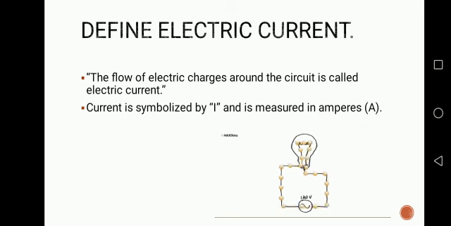So the flow of electric charge, the electron or proton charges, around the circuit is called electric current, and it is symbolized by capital I and is measured in ampere, which is denoted by capital A. It is different from electrical energy. Electrical energy is the ability of an electrical source, for example a battery or cells, to do work, while electric current is the flow of charges, right?